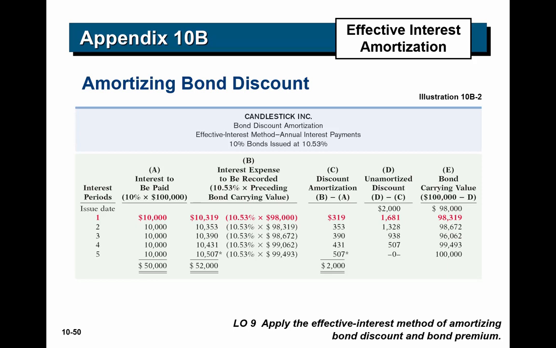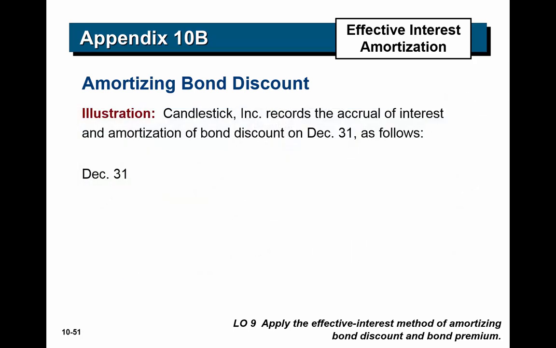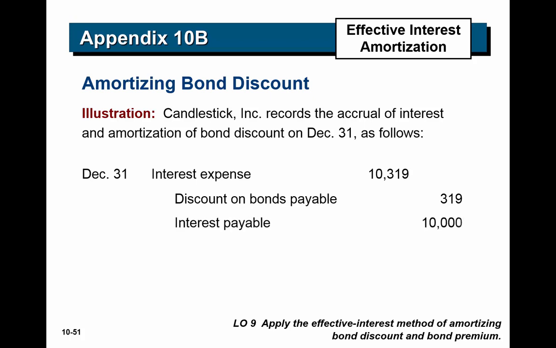And again, the process is multiplying that rate that's given to you by the carrying value. There's the interest expense, there's the discount, and the interest payable.